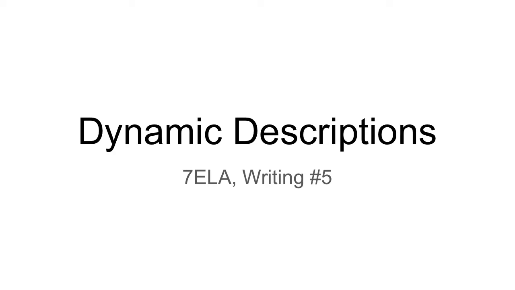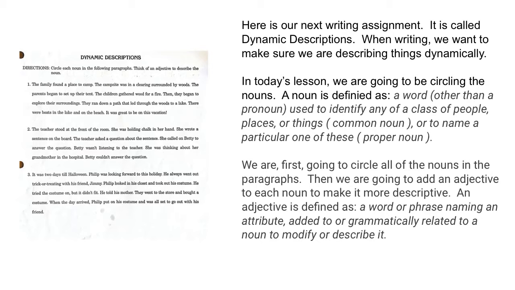All right, seventh grade. This is your next writing assignment. It is called Dynamic Descriptions. When writing, we want to make sure we are describing things dynamically. In today's lesson, we are going to be circling the nouns.